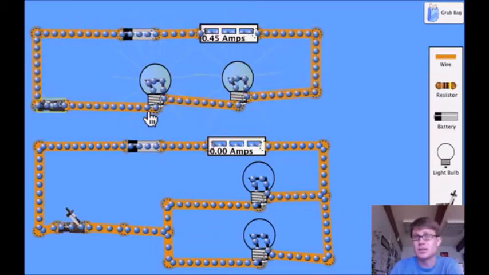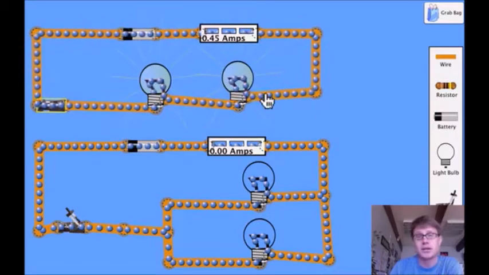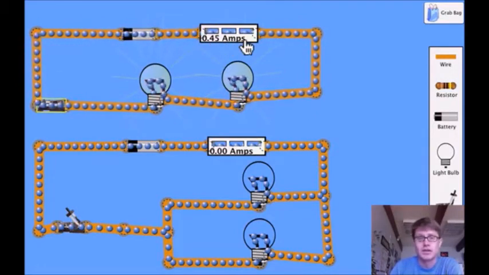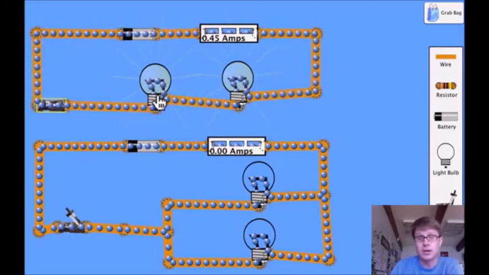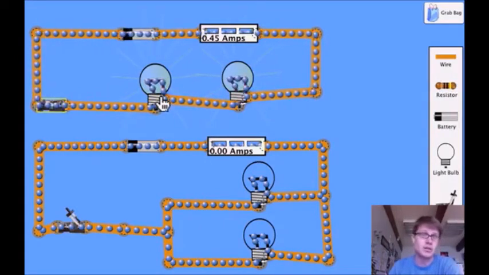Okay, so in a series circuit, what we have now is those two bulbs are not as bright. And the reason why, if you remember how much current we were getting, it was 0.9 amps. And so in a series circuit, if we add more resistance, we're going to decrease the amount of current. And as a result, we're going to have dimmer light bulbs. And so the current is going to be the same through every component in a series circuit.